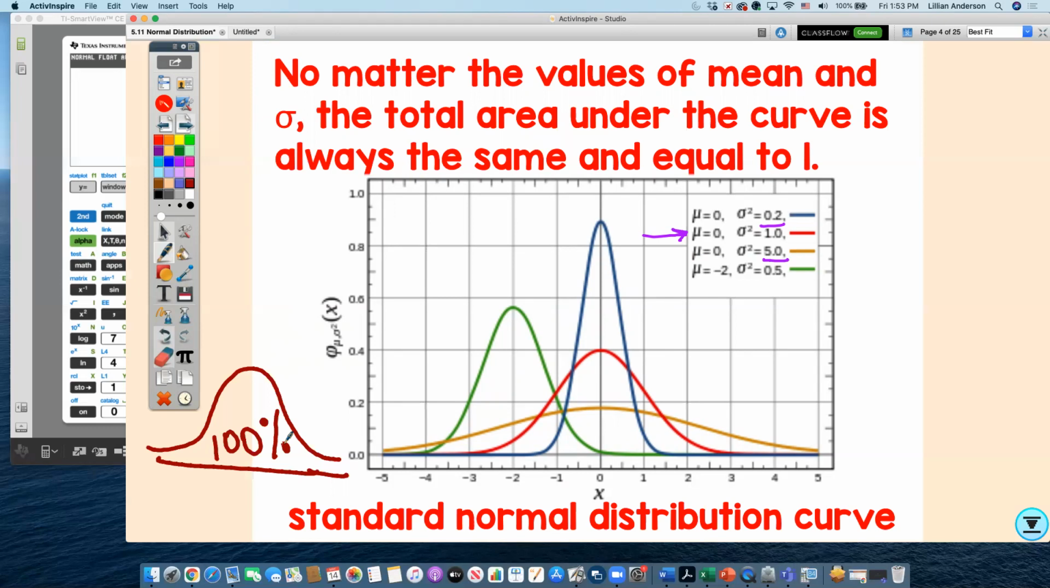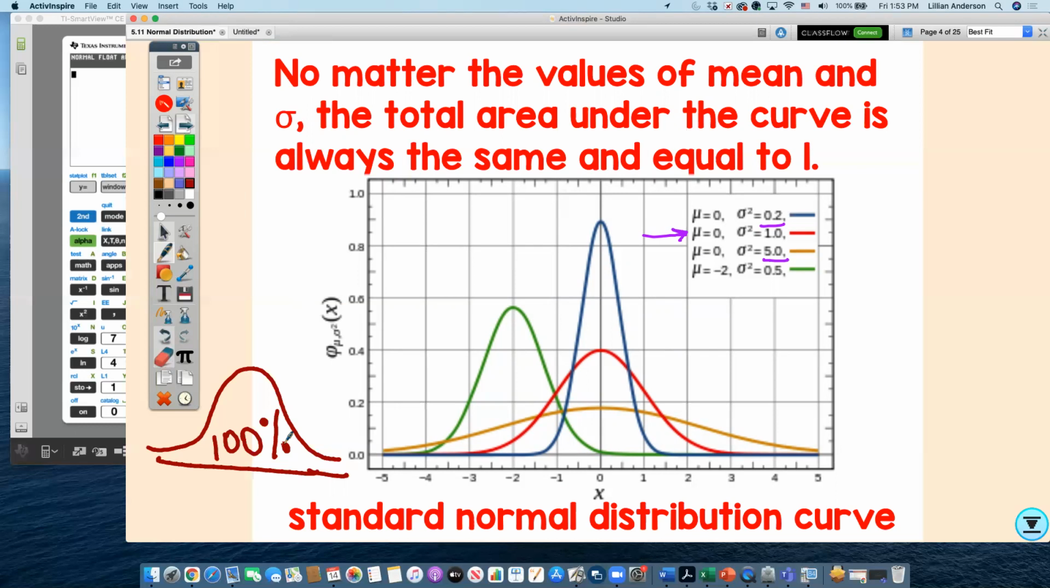But then look at the yellow one. The yellow one is a lot wider. Why? Because the standard deviation is larger. The larger the standard deviation, the wider it is. Now, will you have to draw a skinny normal distribution curve or a wider one? No, you won't have to worry about that, but it's good to recognize which is which. Smaller standard deviations, skinnier curves. Larger standard deviations, wider curves.